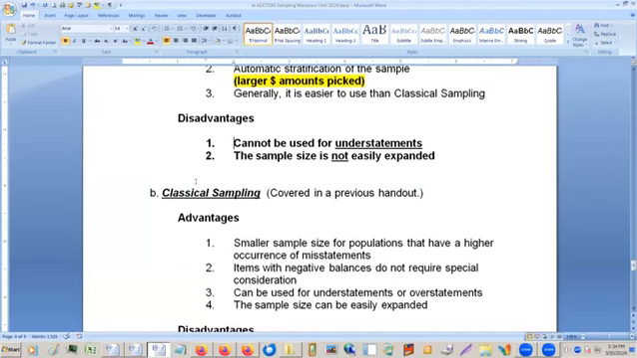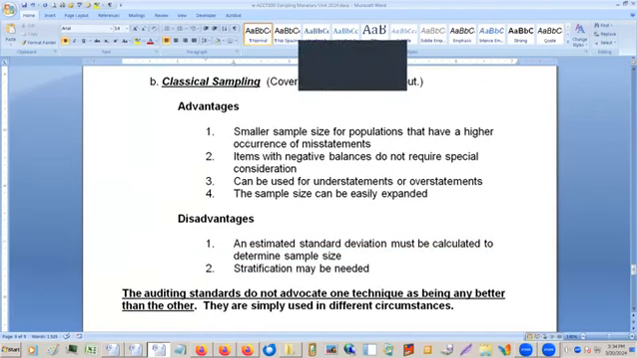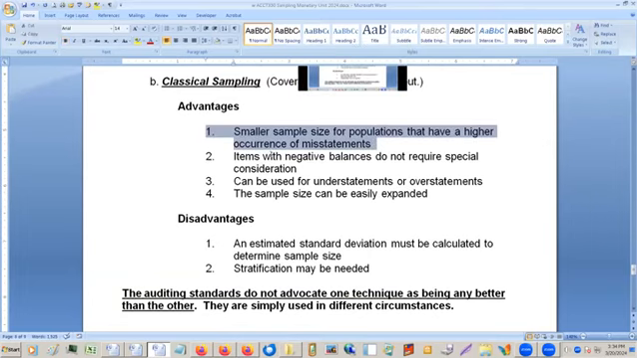Let's say we're at the 95% level. Let's get to the 99% level and see if this is still misstated. You can't do that with probability proportional to size. You go to the 99% level, you're going to pick different items because you pick them based on the interval. Classical sampling, if they have a bunch of errors, you get a smaller sample size, and it has no problem with those.